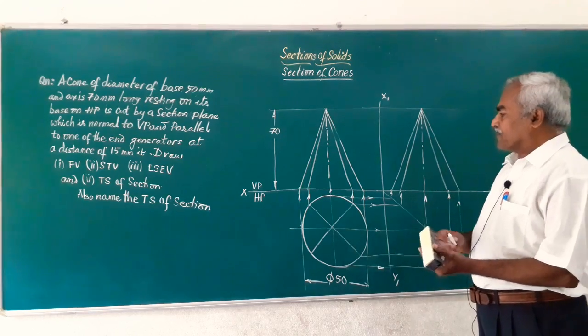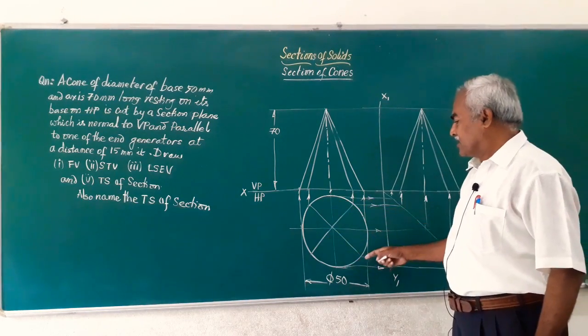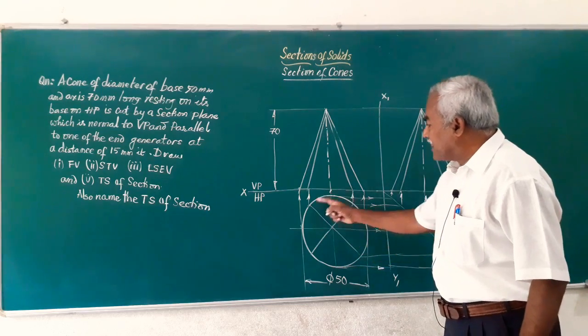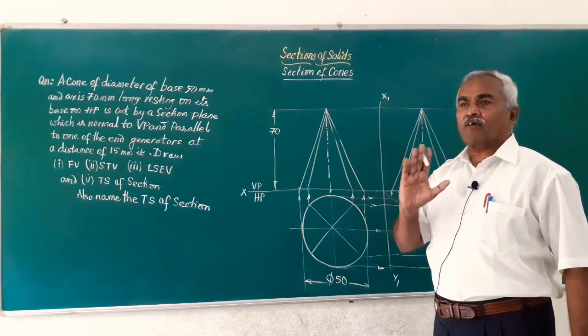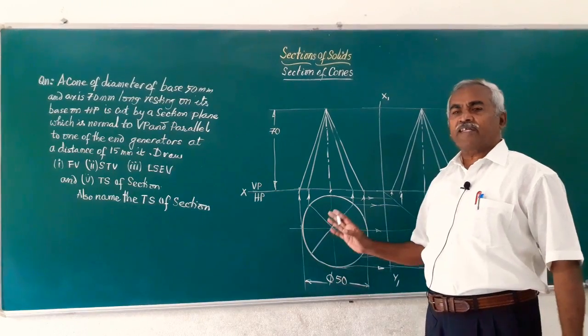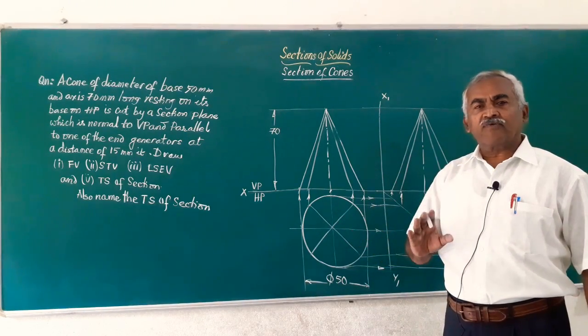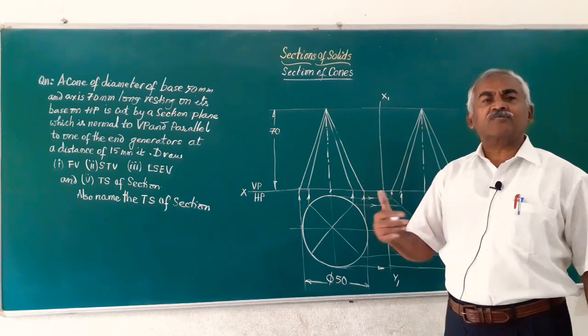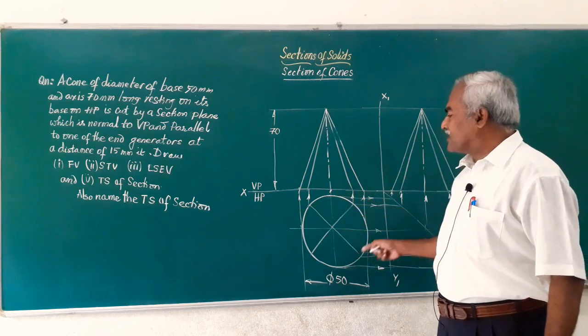Friends, now I have drawn a circle of diameter 50 mm, and I have divided the circle into some number of equal parts. When dividing the circle, it is always better to divide it into 12 parts, but that will consume a lot of time. So, you can have a minimum of 8 parts.